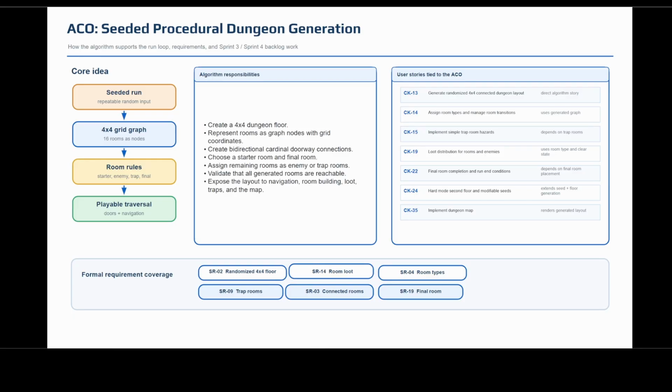The key caveat is that the algorithm is not only connected to one story. CK13 is the direct algorithm story because it creates the randomized connected dungeon layout. CK14 builds on that by assigning room types and allowing transitions. Then stories like trap rooms, room loot, final room behavior, the second floor, and the dungeon map all depend on the generated structures. So this is a good algorithm component because it sits underneath several gameplay features rather than being a small isolated calculation.